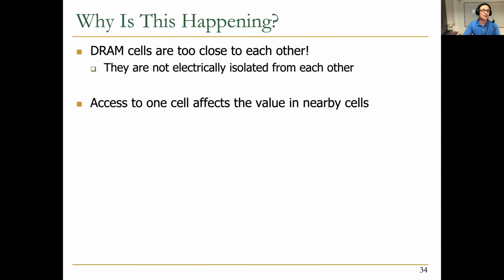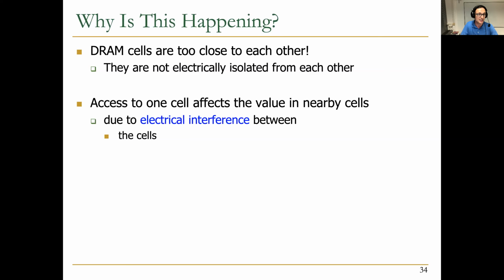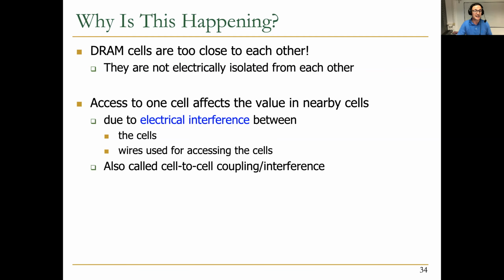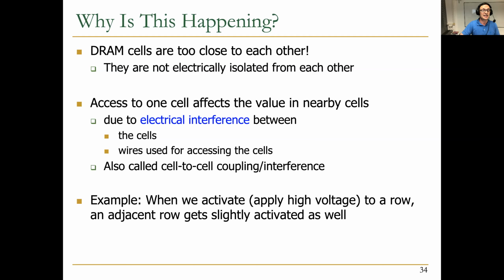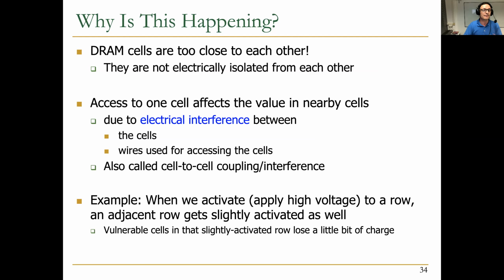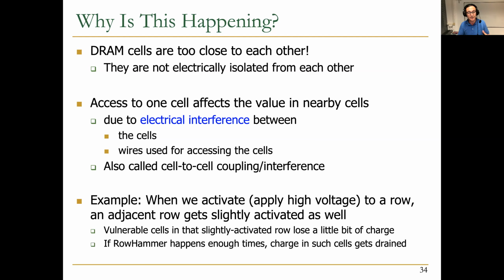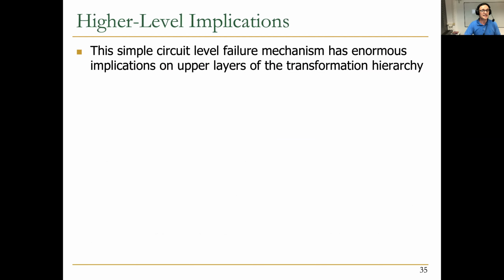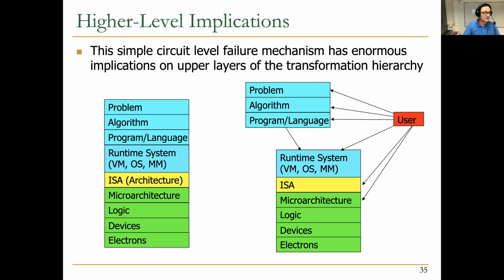Why is this happening? Cells are too close to each other. They're not electrically isolated from each other. As a result, this is due to cell-to-cell coupling and interference. When we activate a row, an adjacent row gets slightly activated as well. You can think of it that way at a high level. And vulnerable cells in that slightly activated row lose a little bit of charge. If this happens enough times before the cells get refreshed, charge in such cells gets drained and you lose data. This has enormous implications in upper levels of the transformation hierarchy, as you can see over here. You get a bit flip at the device level that really affects the user, algorithms, programming languages, runtime system, and the memory isolation mechanisms, as we will discuss.